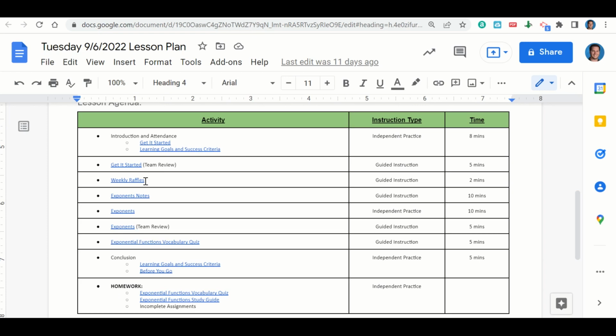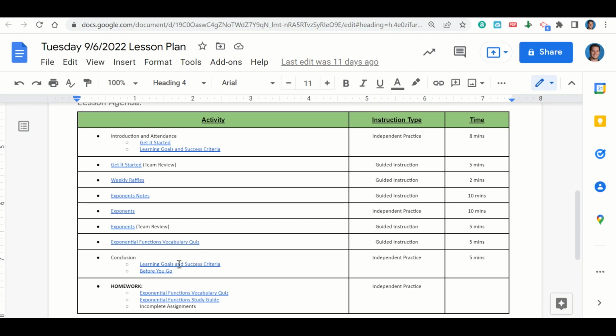Then we'll go over our raffles. After that, we'll go over the notes on exponents and give you time to complete your exponents assignment. After you've completed your exponents assignment, we'll go over it together and answer any questions that you may have. With about 10 minutes left of class, we'll go over the exponential functions vocabulary quiz.